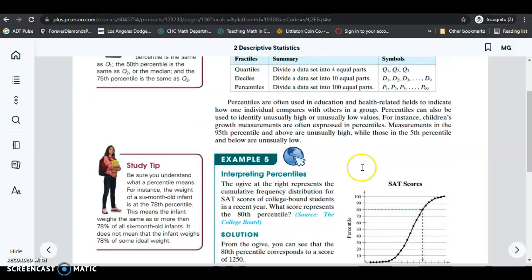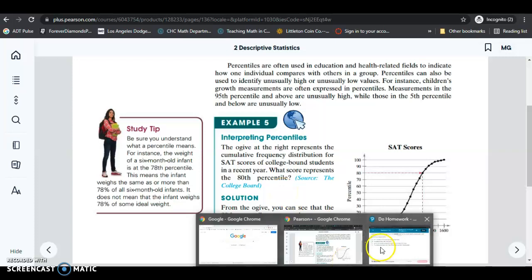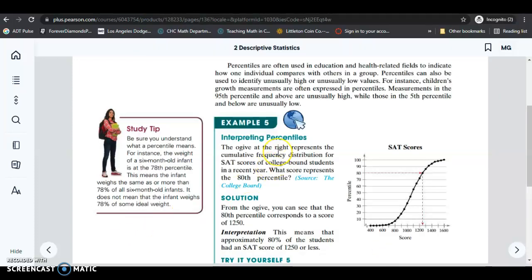If we look at the example here, it'll tell us how we can interpret the percentile that's given in the homework for problem 1. Example 5 says this graph here, called an ogive, represents the cumulative frequency distribution for SAT scores of college-bound students in a recent year. The question is asking what score represents the 80th percentile. I'm not going to have you read graphs like this and determine, for example, the test score for a particular percentile, like this example asks.